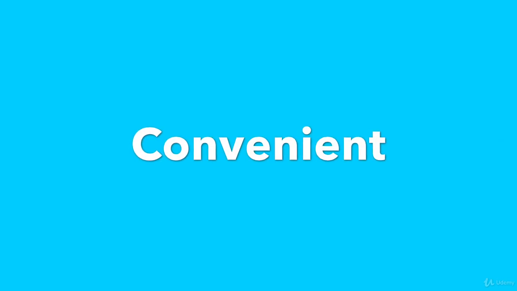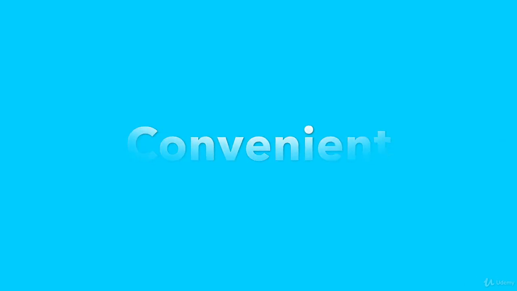Let's have a look at word number 6. Our next word is convenient. I can use convenient to describe that something is easy to do or easy to get to.